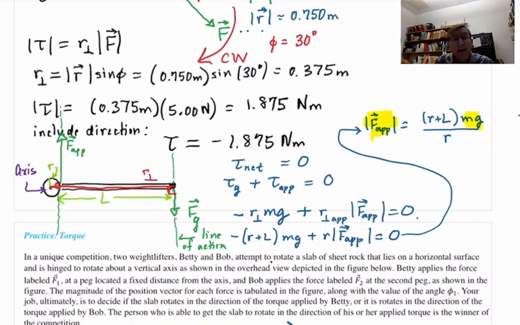It's because, on the right-hand side, the number multiplying mg, (R plus L) over R, is pretty large compared to 1. You see why? Because L is much bigger than R. So (R plus L) over R is much bigger than 1. It's because the applied force has such a small moment arm that I need a big force to get the necessary torque to balance the gravitational torque. Okay, so if you need a certain size torque, but you have a very small moment arm to work with, then you're going to need a big force.